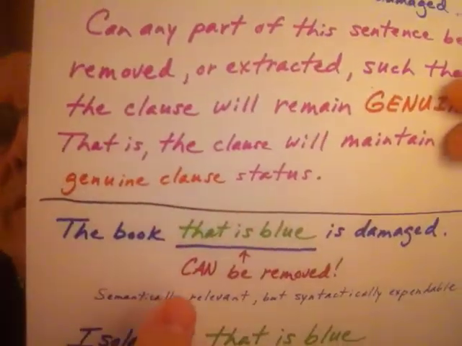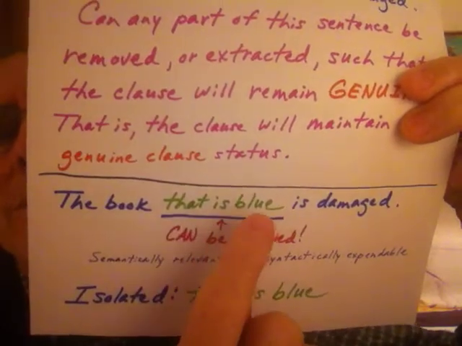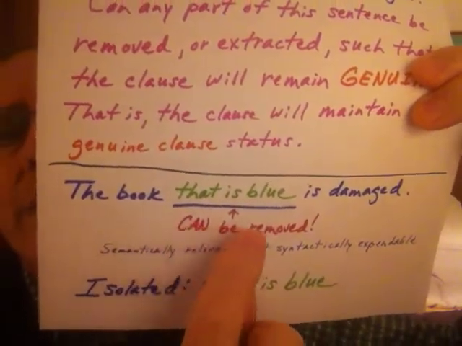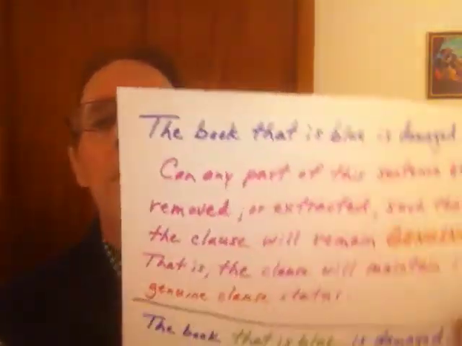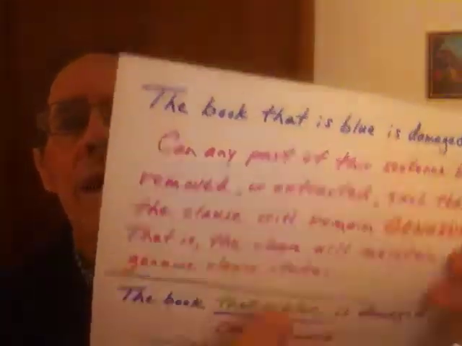And the only thing we could find, we took out one word, we took out two words, we took out three. We just kept taking things out. And the only thing that can be removed from that sentence and have it remain a genuine clause is these three words: that is blue. This can be removed. And you say, oh, I know that. That's a relative clause. Well, that's the whole point.